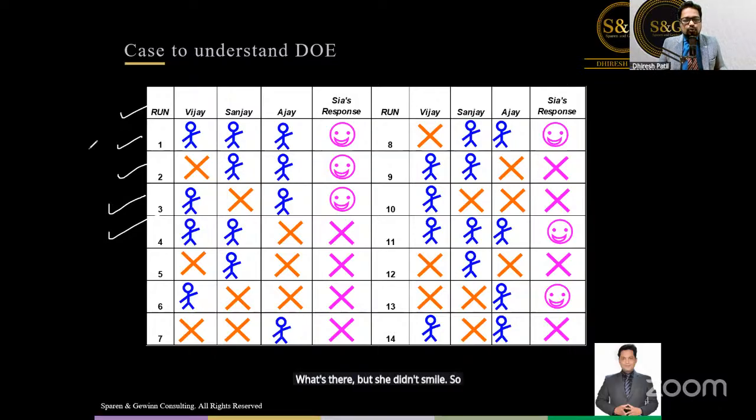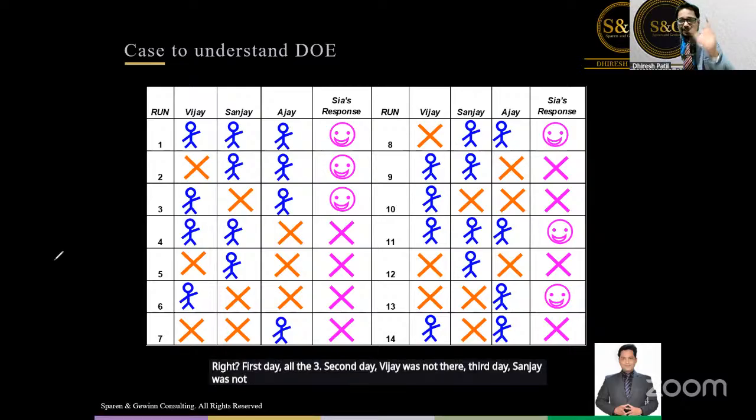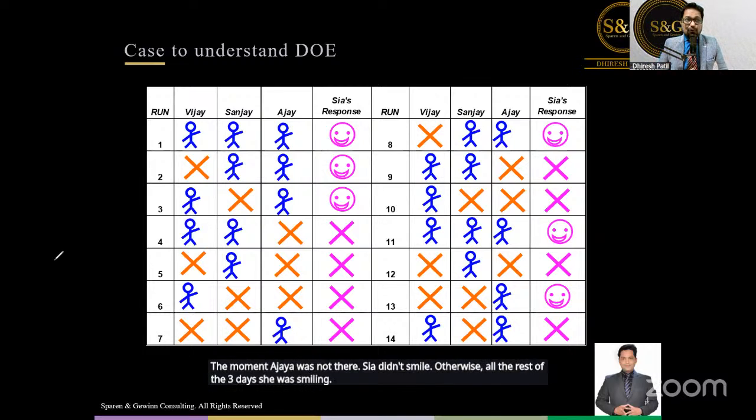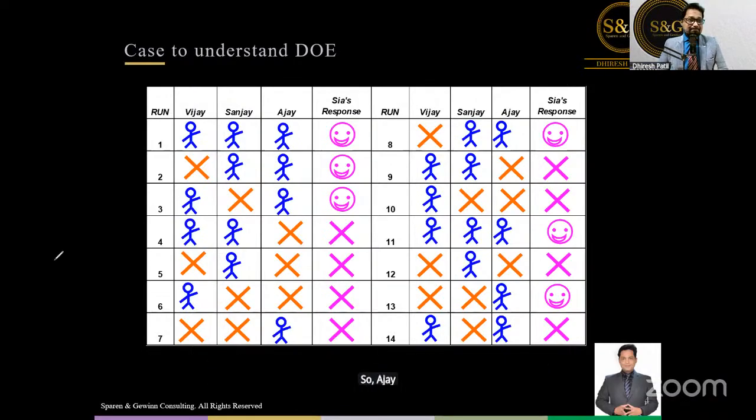So according to you, who seems to be the lucky boy amongst all these three? Type in the chat box. So almost all the combinations they have tested, right? First day all the three, second day Vijay was not there, third day Sanjay was not there, fourth day Ajay was not there. The moment Ajay was not there, Sia didn't smile. Otherwise, all the rest of the 3 days she was smiling. So Ajay was the lucky one, seems like, right?